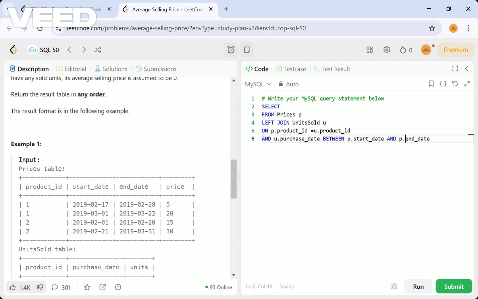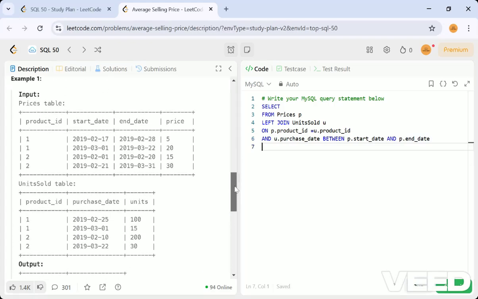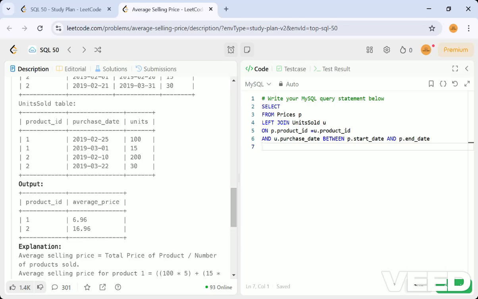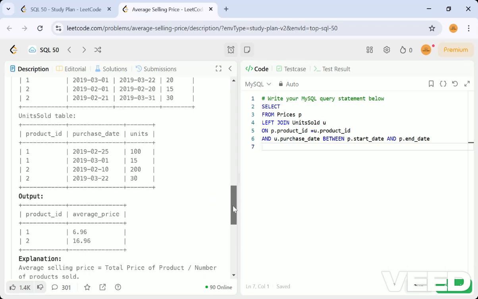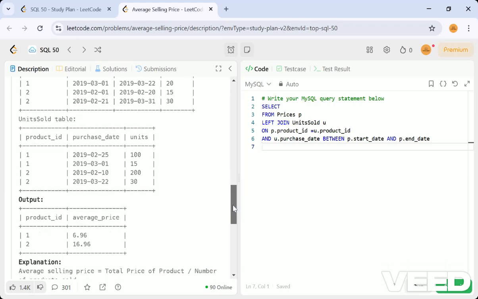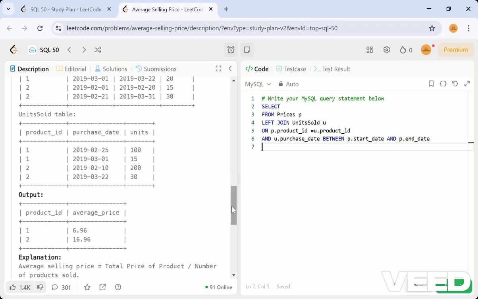Okay, and then we have to use aggregate functions like average kind of thing, and then round it. We can't do it directly with average because we have to multiply the units with the price. So let me use sum only. With sum only we can do those kind of things. So first, what do they want to show? They want to show product ID and average price, right? So let me copy those first of all.